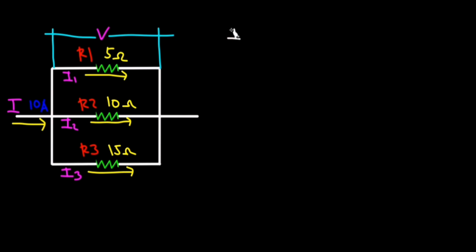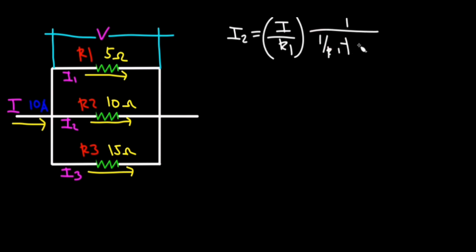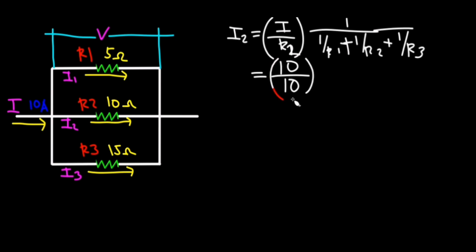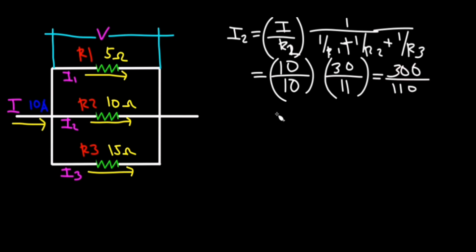The formula for I2 is equal to I over R2, times 1 over the total equivalent resistance of 3 resistors in parallel. Using the values, I2 is equal to 10 over 10 times 30 over 11. This will simplify to 300 over 110, and it will be equal to 2.73 amperes.